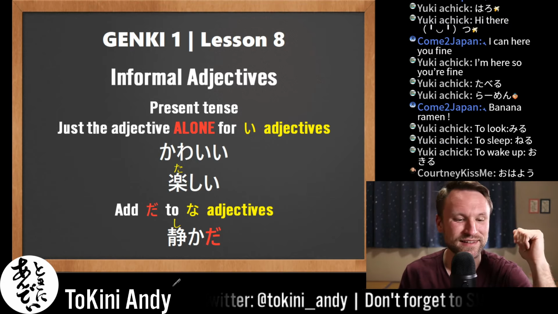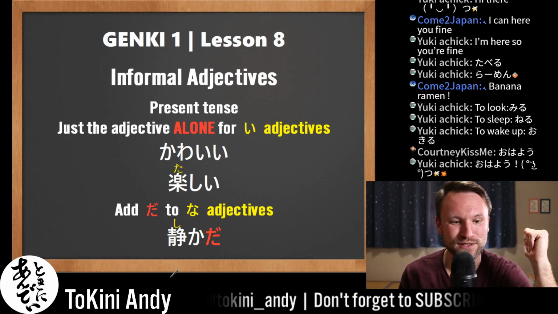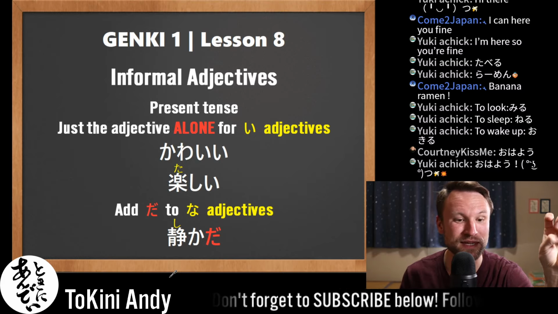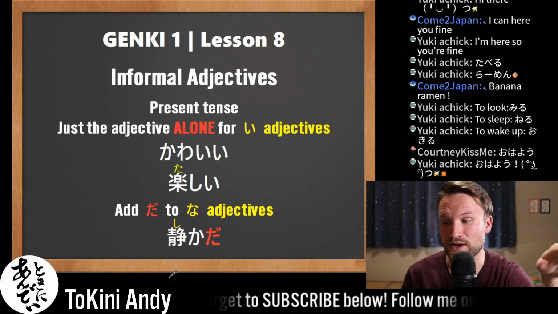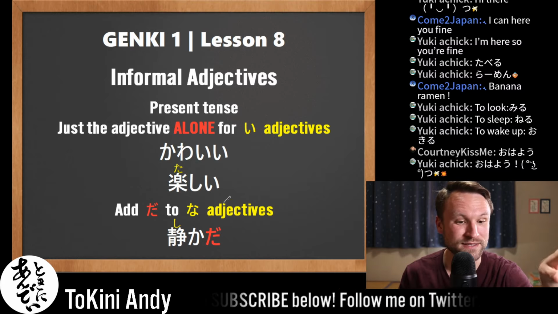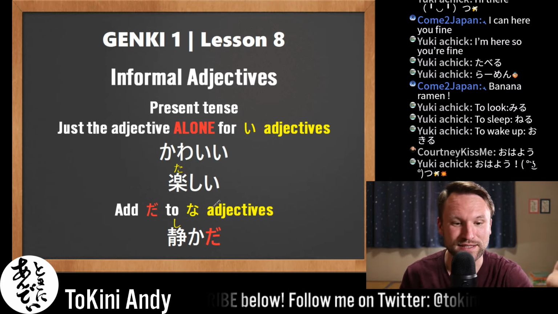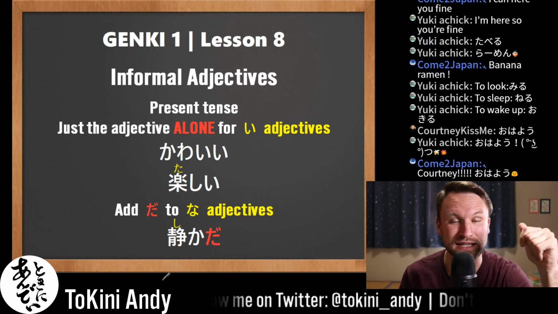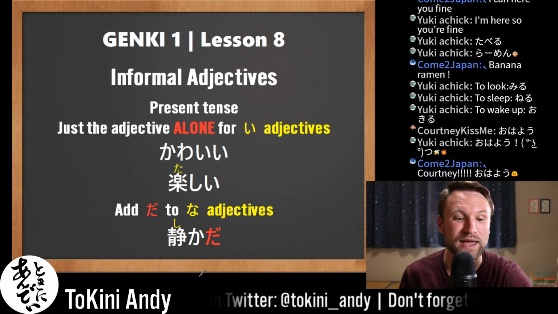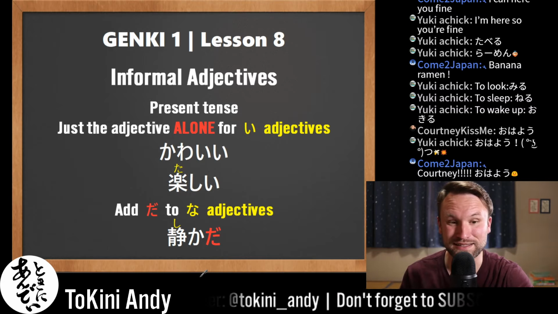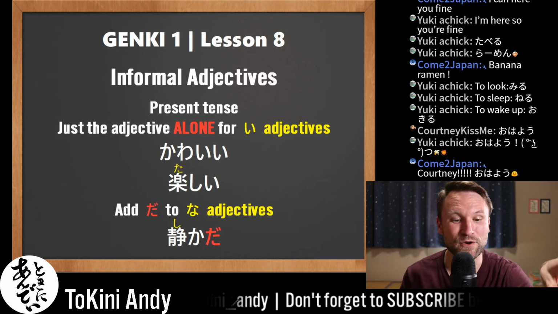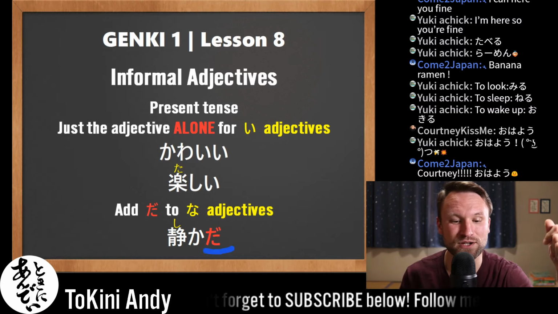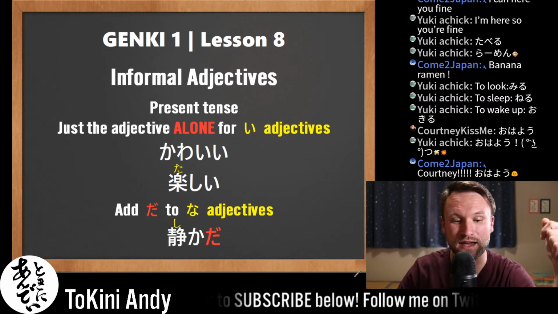Thanks for joining. We just covered how to conjugate into the negative informally, and now we're jumping into adjectives. So adjectives are really straightforward. For the present tense, it's just the adjective. That is the present tense. Adjective, nothing added onto it. For na adjectives, so things like shizuka or kirei, we add da to the end. Before it was desu, right, for formal, but for informal, it's just da. So shizuka da. Da is the informal version of desu. Shizuka da. It's quiet.